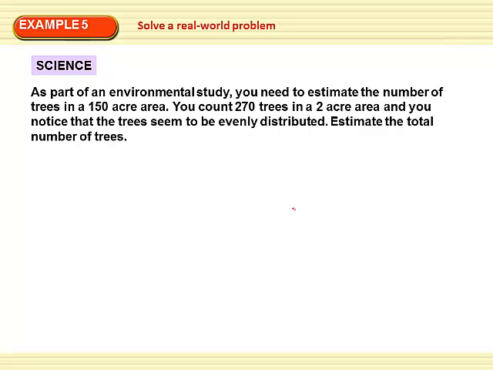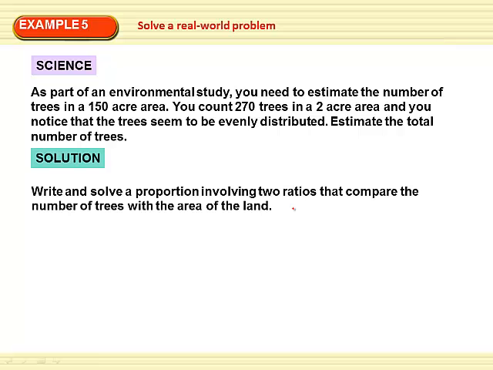The thing that I tell people is you have to make sure that you're consistent from ratio to ratio. So when you set this up, you have to write the proportion and compare the number of trees with the area of the land. So first step is take what they give you. You're trying to estimate the number of trees in a 150-acre area. That's an important piece. You also count 270 trees in a 2-acre area, so you can use that to set up your proportion. 270 to 2 equals n to 150.